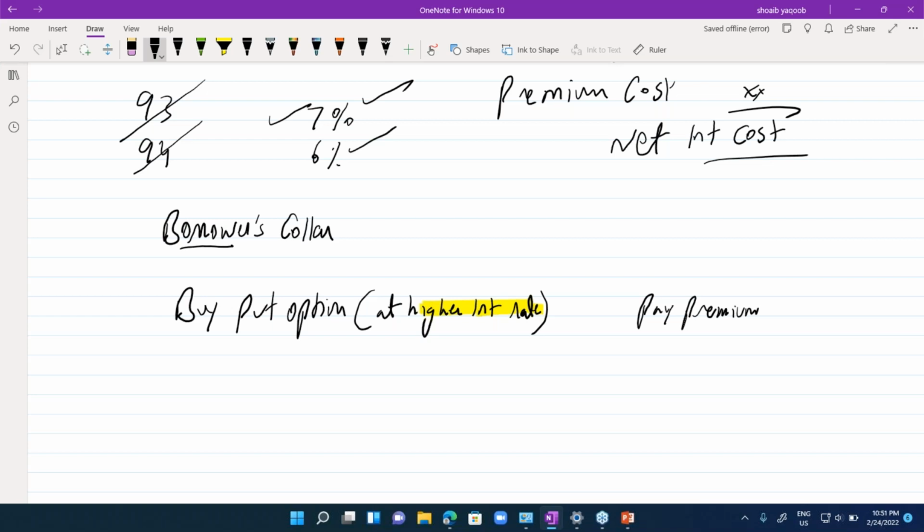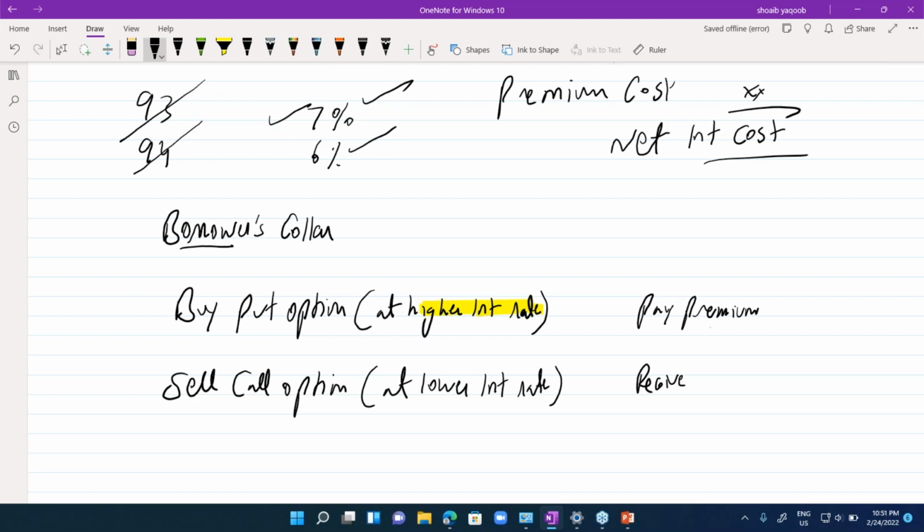Okay, but the problem with that is it is expensive. So what are you going to do? Take the opposite position in call option. Take the exact opposite position in call option. If you have bought the put option, sell the call option. Sell the call option at lower interest rate. You will receive premium. Overall, lower cost.